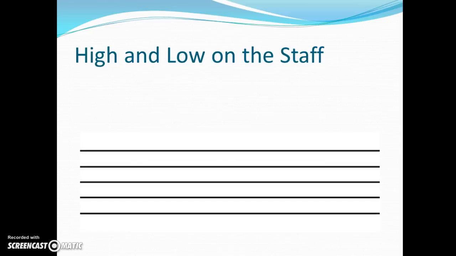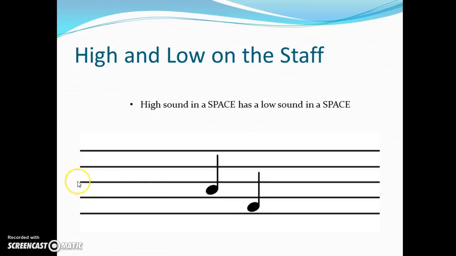When we look at high and low on the staff, a high sound that is on a line will have a low sound that is on a line, and that looks like this. There's a high sound and there's a low sound. They are both on a line. Now, let's look at the spaces. If you have a high sound in a space, you will have a low sound in a space. We see the high sound in between the lines. That means it is in a space. And then we also have a low sound in between the lines, and that is also in a space.